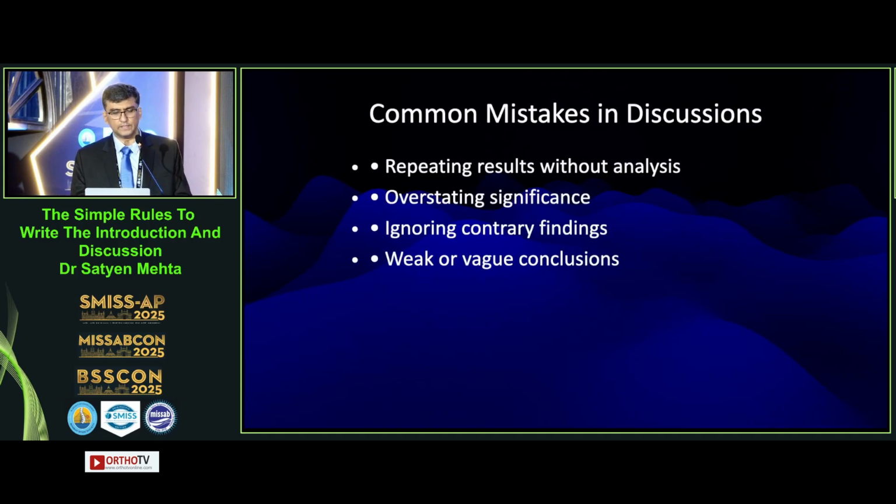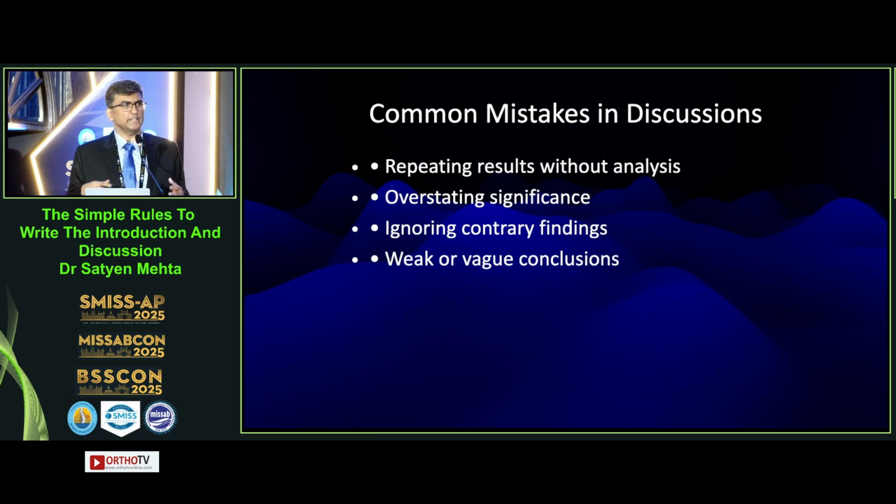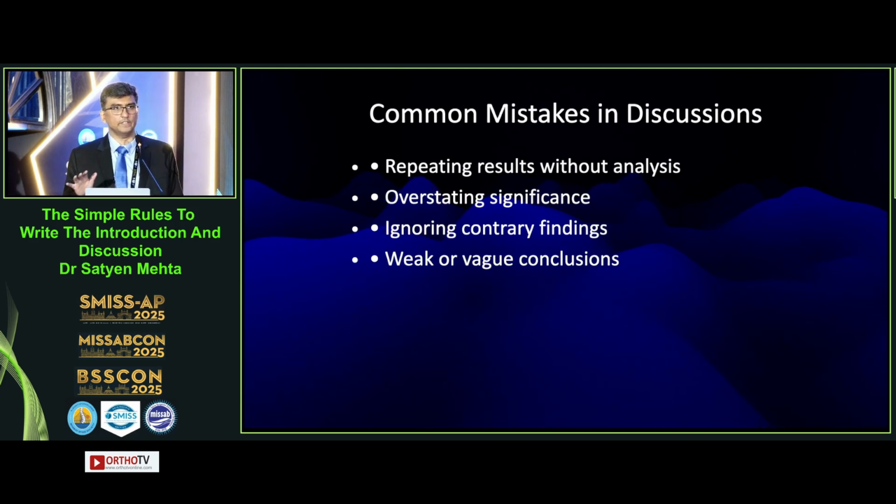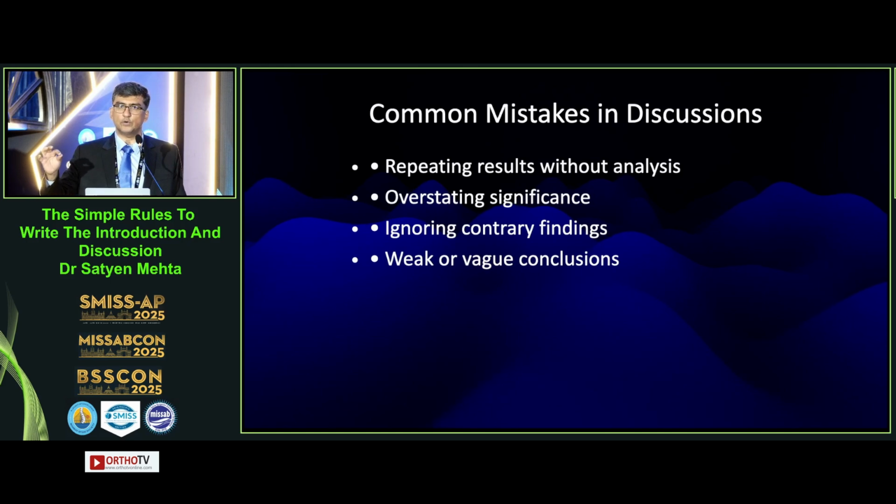The common mistakes are that people try to repeat the results again. Whatever results have been mentioned, they try to repeat the same results again in the discussion, which is not necessary. Another is overstating the significance. We have a habit of overstating or exaggerating our results, especially in meetings: this is far better than that, this is the way to go, there's nothing else. These kinds of statements have to be avoided in scientific papers. You have to be magnanimous. You have to understand that there are various ways of doing it, and what you're doing has this advantage, but these limitations are there as well.